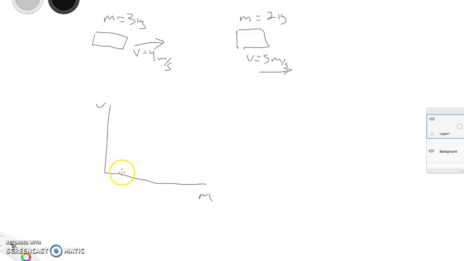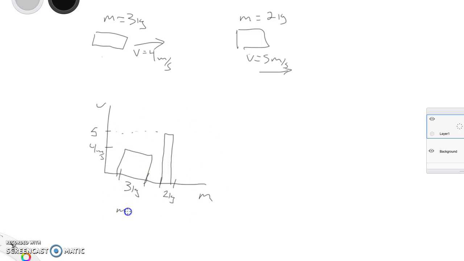Okay? Well, if we want to find the momentum of this system, we're going to use the same process, and we'll plot both of them on here. So we have 3 kilograms and 2 kilograms. The 3 kilogram object had a speed of 4 meters per second. The 2 kilogram object had a speed of 5 meters per second. And we want to find the total momentum.